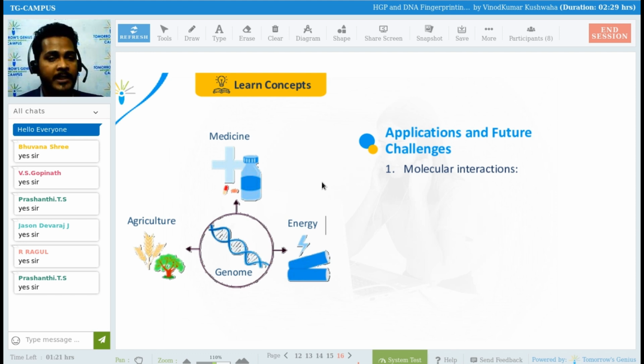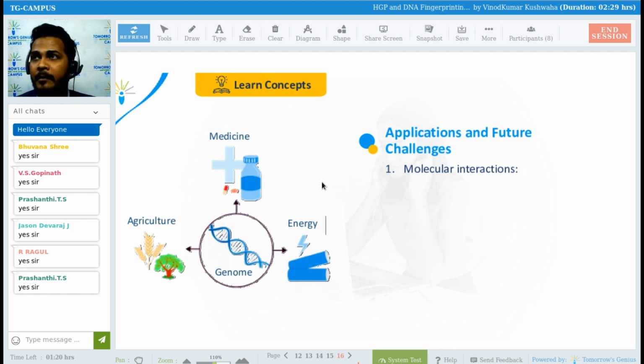Only then is it possible to establish a connection, communication between the two organisms. So basically, a future application is molecular interactions. Another one is disorders. Knowledge about the effect of DNA variations among individuals may help in better diagnosis.